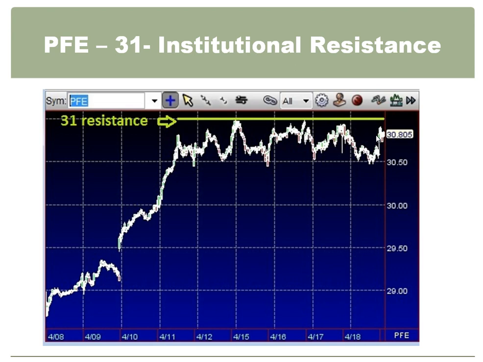No, it's at 30.91 right now. So it's hanging out right below that institutional order of 31. It continues to trade there. Eventually, though, 4, 5, 6, 7 times, it probably gets taken out, and then you'd be in breakout mode with Pfizer.